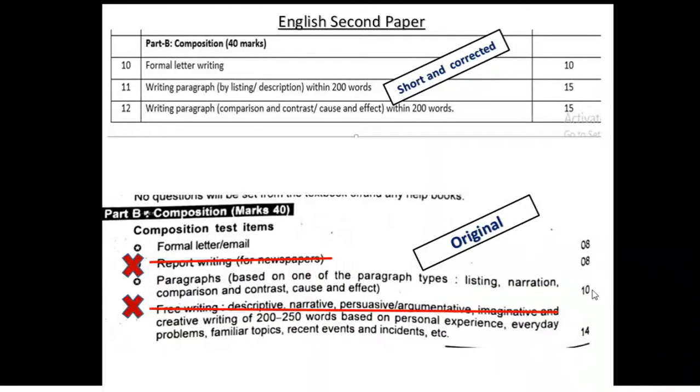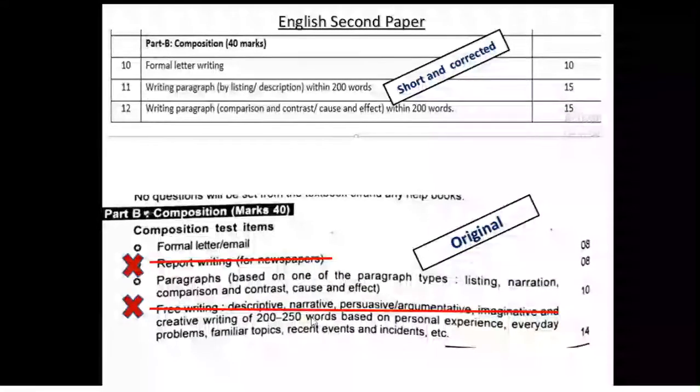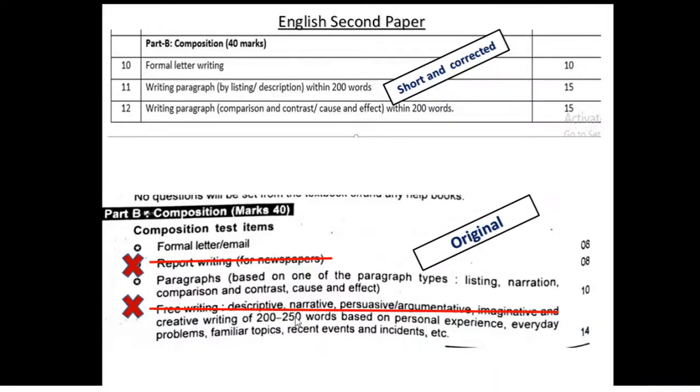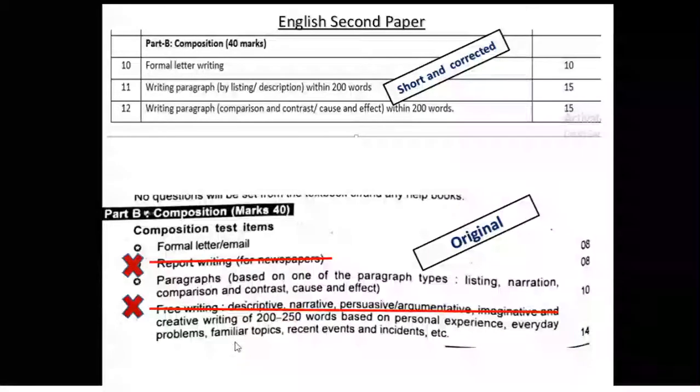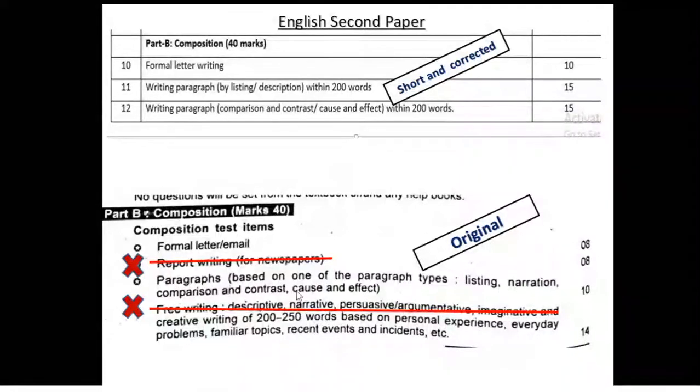There were 4 types of questions in the original syllabus and 2 types have been excluded. These are report writing and free writing, that is descriptive, narrative, persuasive, argumentative, imaginative and creative writing of 200 to 250 words based on personal experience, everyday problems, familiar topics, recent events and incidents. That is your essay. This has been excluded.